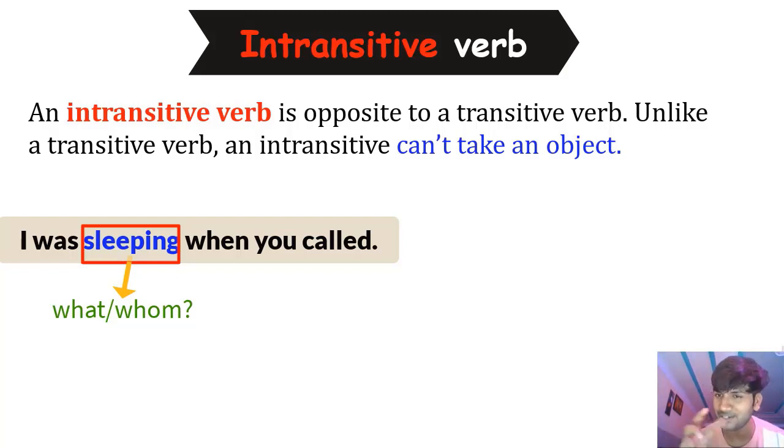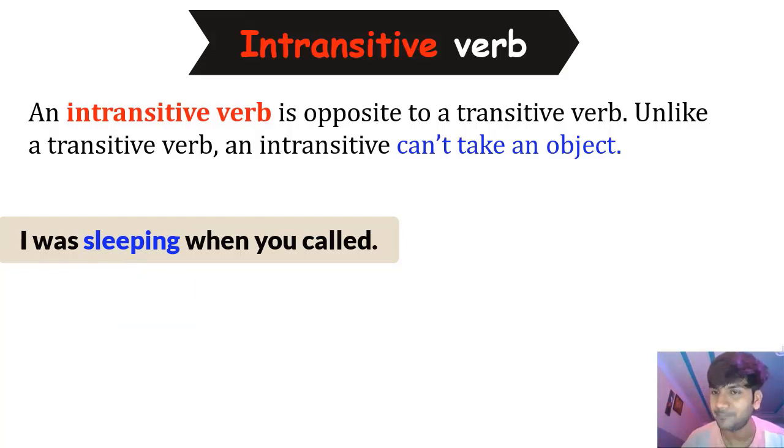Sleep is not a verb that you can act upon something or somebody, that you can perform upon something or somebody directly. You cannot do that. You have to use a preposition after it. You can sleep on something. You can sleep on somebody, but you cannot sleep something or somebody, right? It's an intransitive verb.